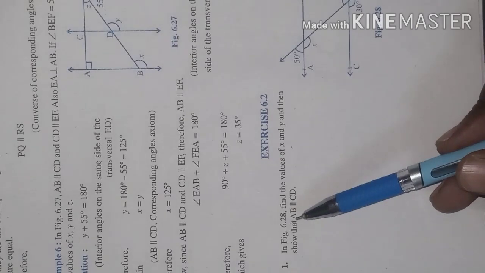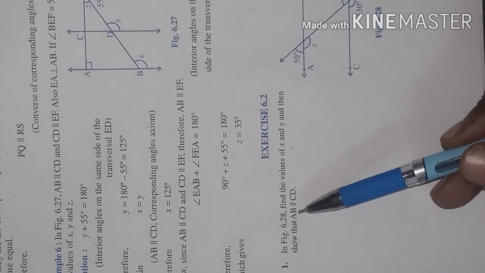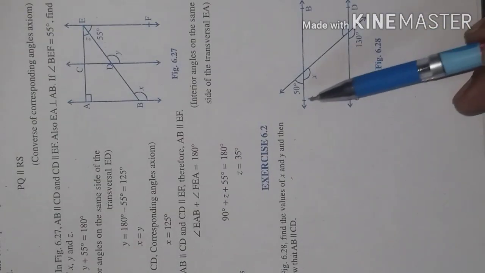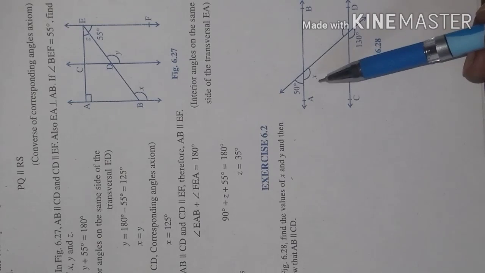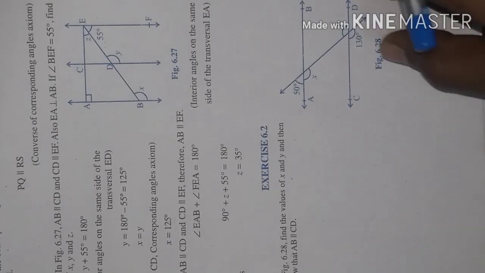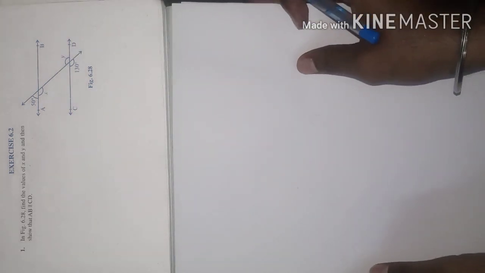In figure 6.28, find the value of x and y and then show that AB is parallel to CD. There is the figure, and we have to show that AB is parallel to CD, and they are also asking you to find the value of x and y here. Very simple example. The given part is 50 degrees over here and 130 degrees over here.